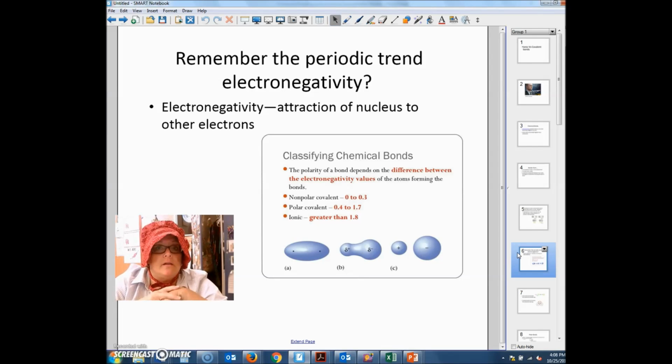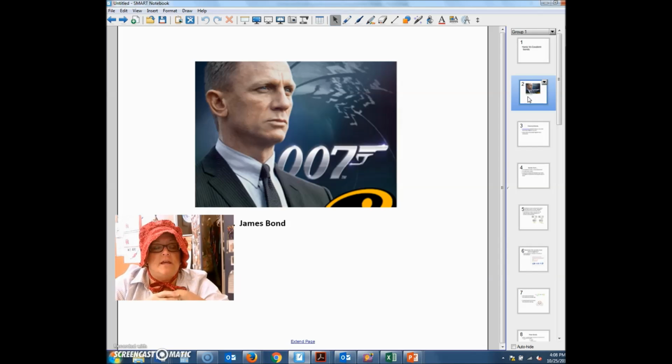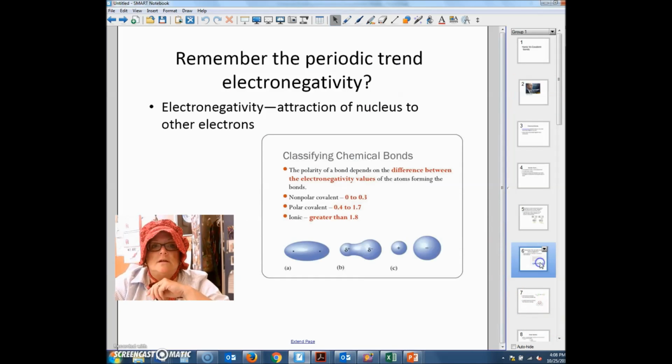So, we talked about electronegativity, the attraction of the nucleus. I would have to say that Daniel Craig is probably pretty high on the electronegativity scale because he's pretty attractive. Not as attractive as Sean Connery, but that's the old lady talking. I know you guys think differently these days.